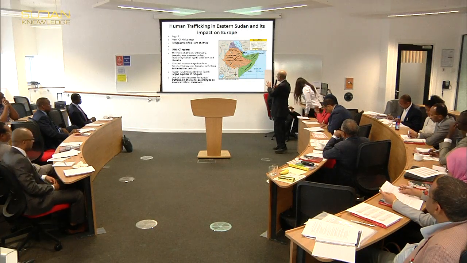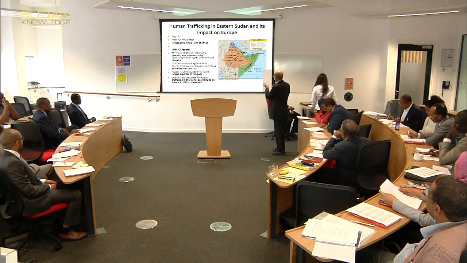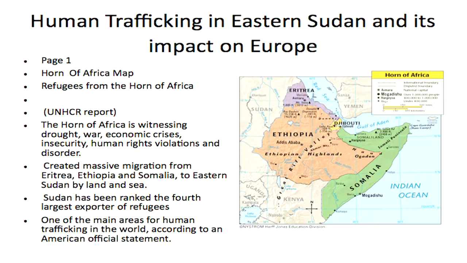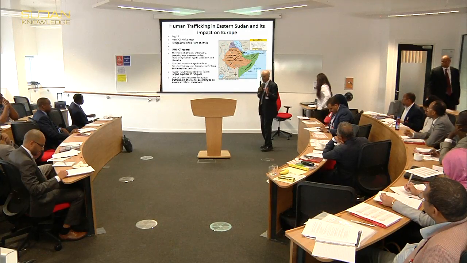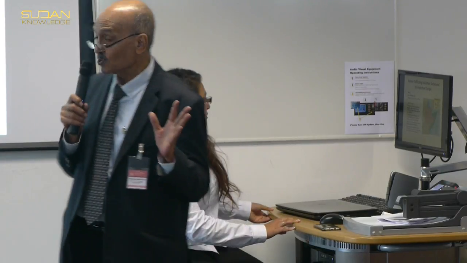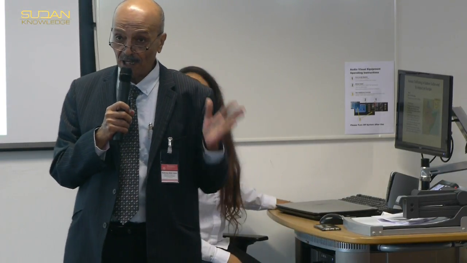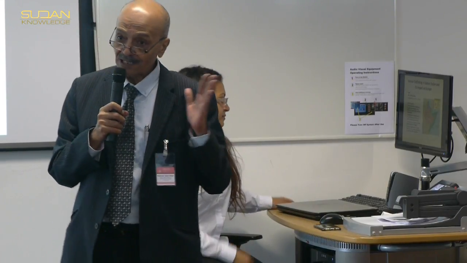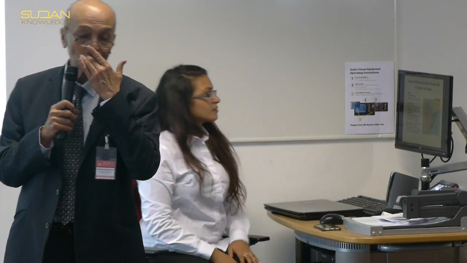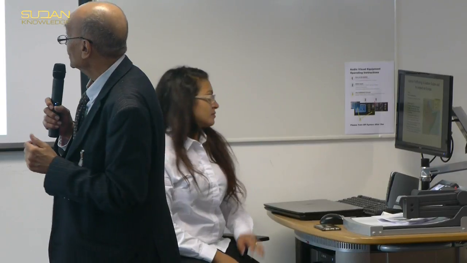As you can see, this is the map of the Horn of Africa, and all the refugees are coming from the Horn of Africa because there is instability, there is disorder, and there is drought, poverty, and a lot of things which drive people to leave their country and to go to other countries. Actually, they come to Eastern Sudan by sea and by land as a transit place to go to Europe, and then you find them die in the sea or in Sinai desert.